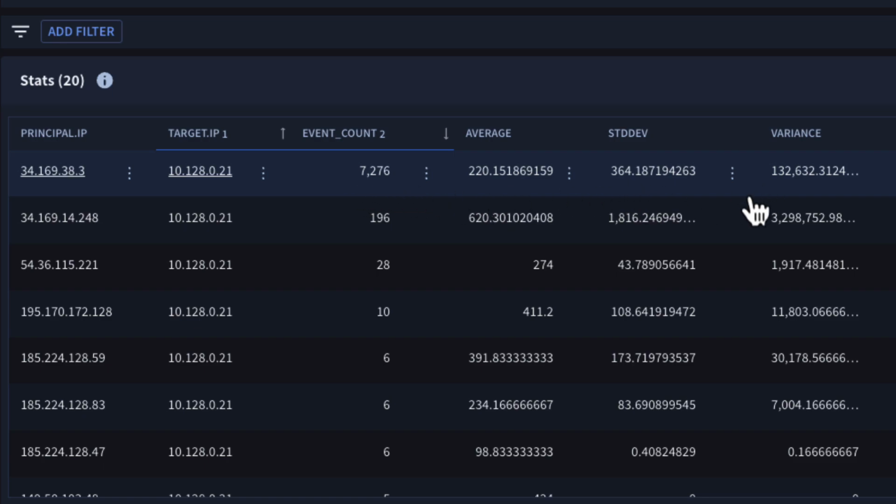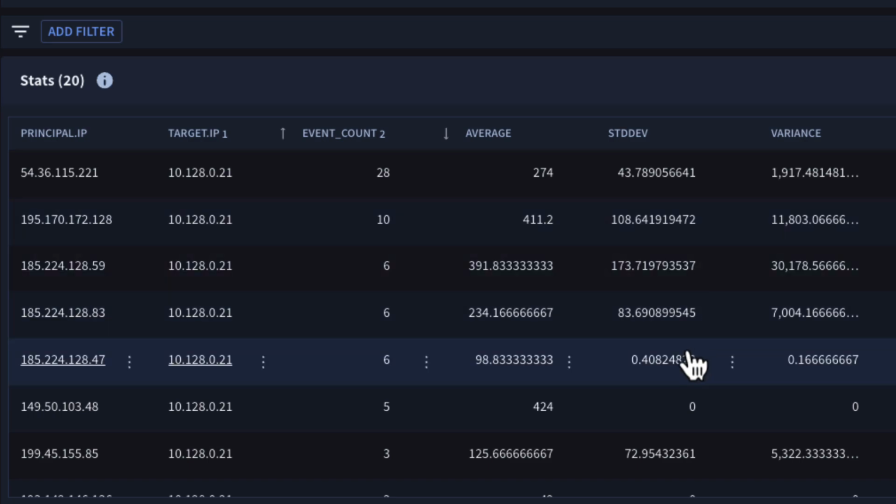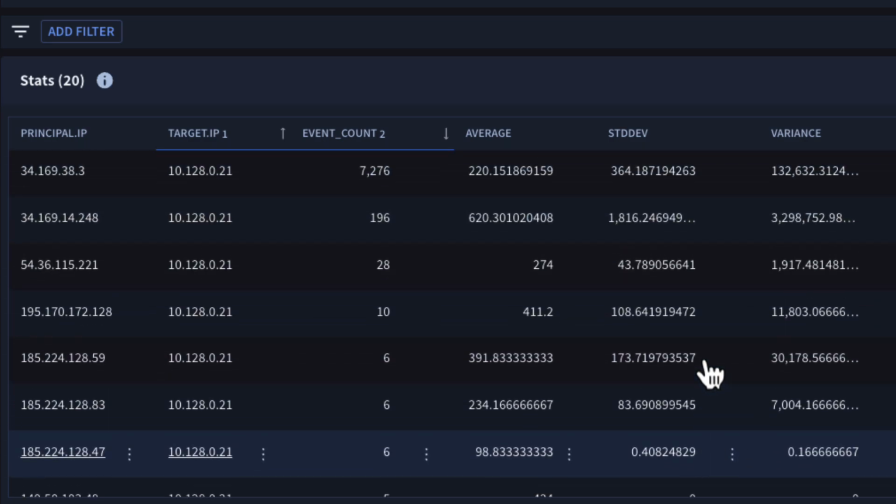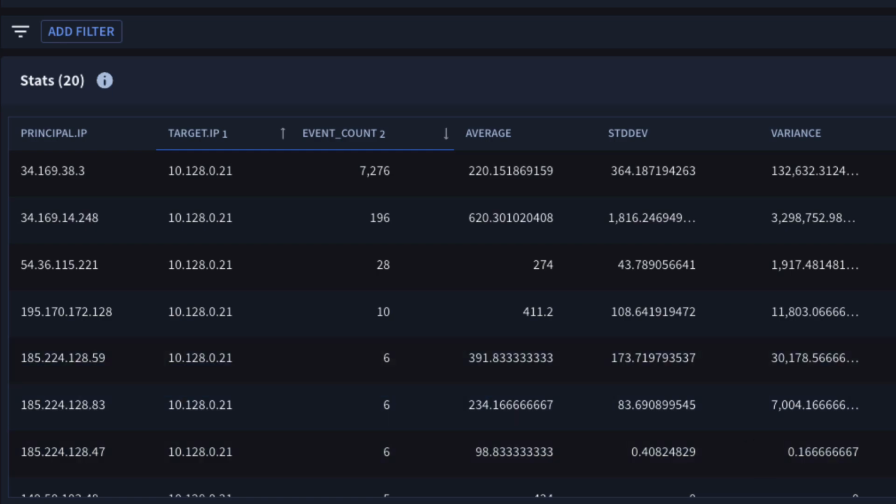In our results, we can see our IP address pairs with an event count and the other measures. While it looks like some of our network connections are within a normal range, there are clearly some outliers.